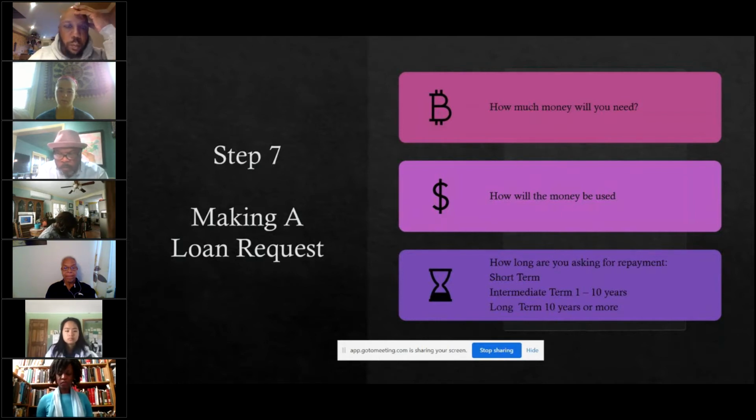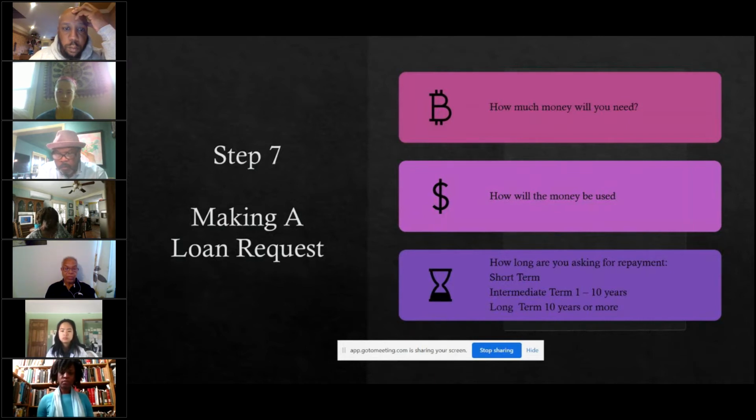Are you going to use it to build out a space? Then that would mean you need to have estimates from various contractors. Are you going to use that money to buy a truck? Are you going to use that money to buy a piece of equipment, tools? How are you going to use that money? And it needs to be listed, and it needs to be precise.